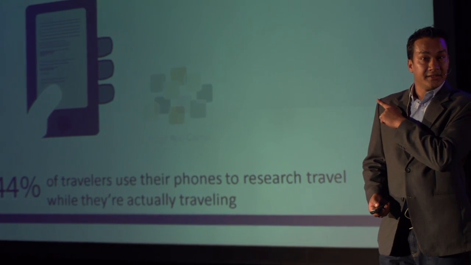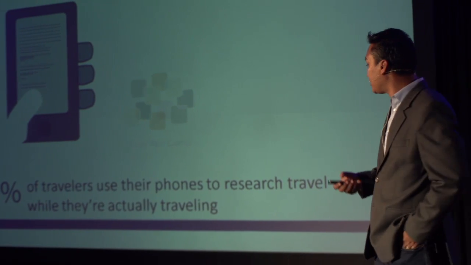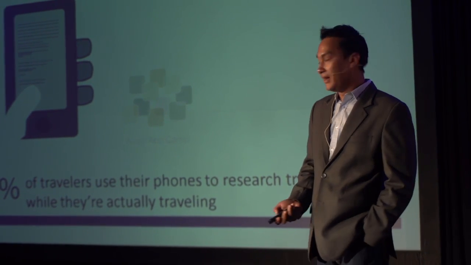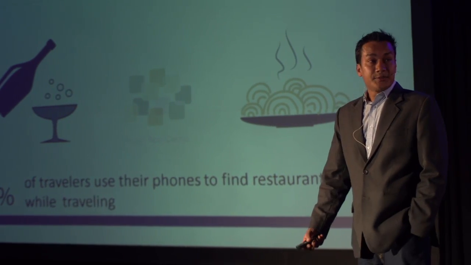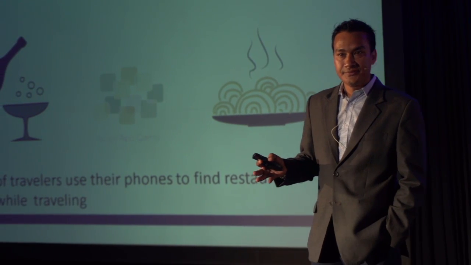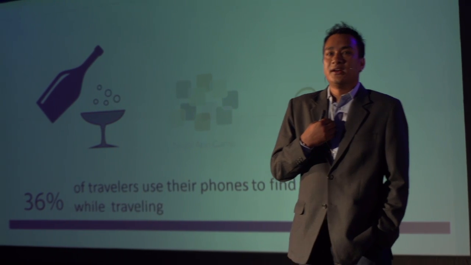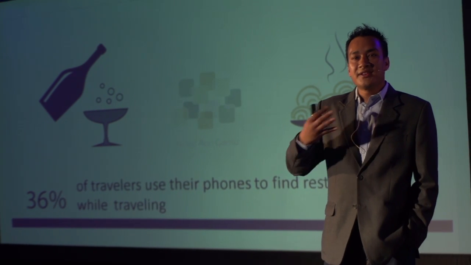And this is 44%: people use cell phones and mobile apps to research their travel while they are actually traveling. Right? 36% use it to find restaurants. Right? Because tourism, what kind of area it is, as far as I understand as a tourist myself, is that you are there to spend money.